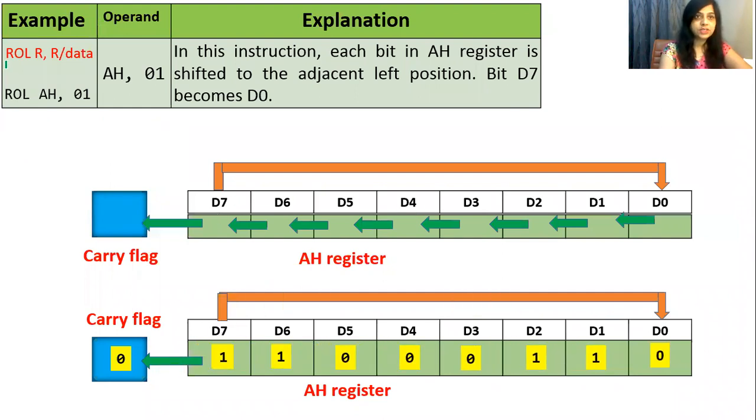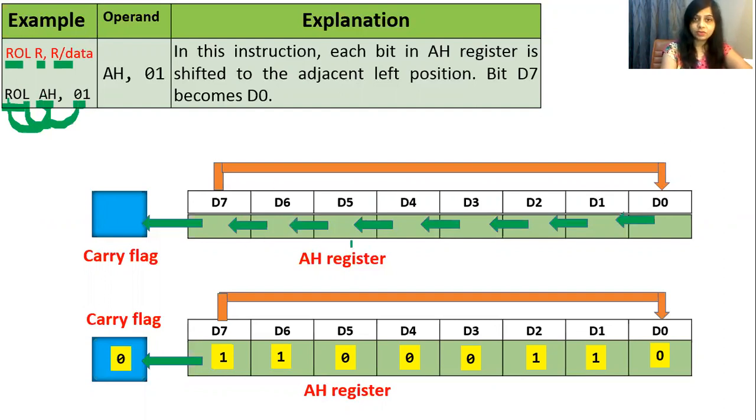This is the format of instruction ROL R comma, and here you can write either R or data. So example is given ROL AH comma 01. Here 01 indicates number of times we want to rotate the contents of AH register. R indicates rotate, L indicates towards left, and this indicates by 1 bit position. That means this instruction says rotate the contents of AH register towards left by 1 bit position.